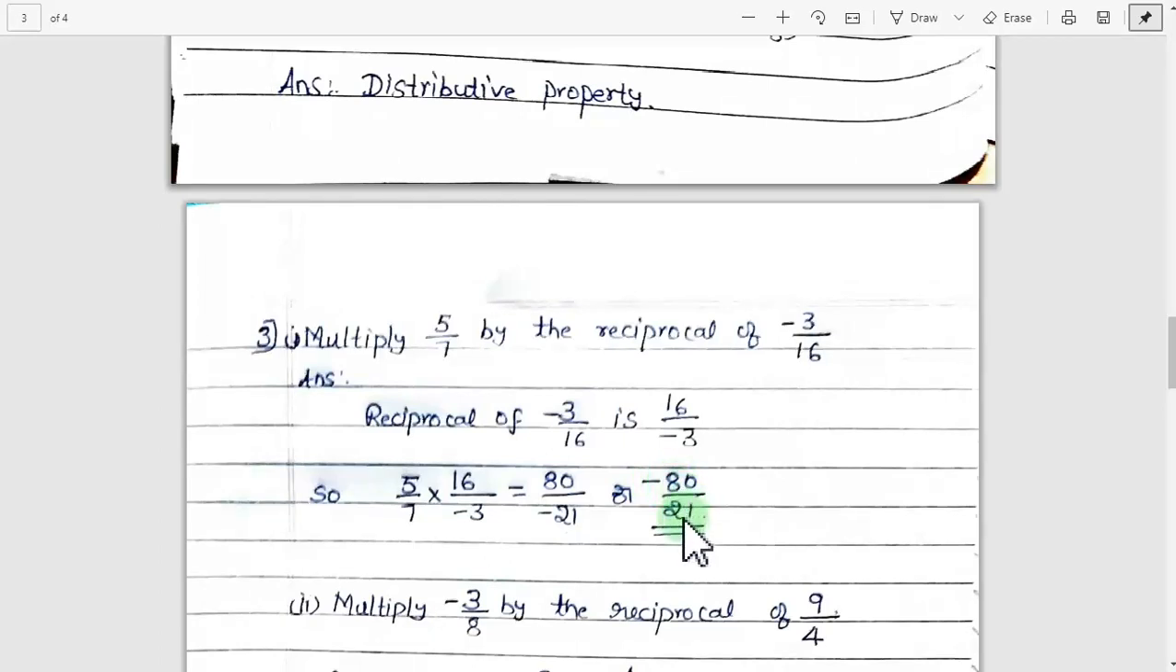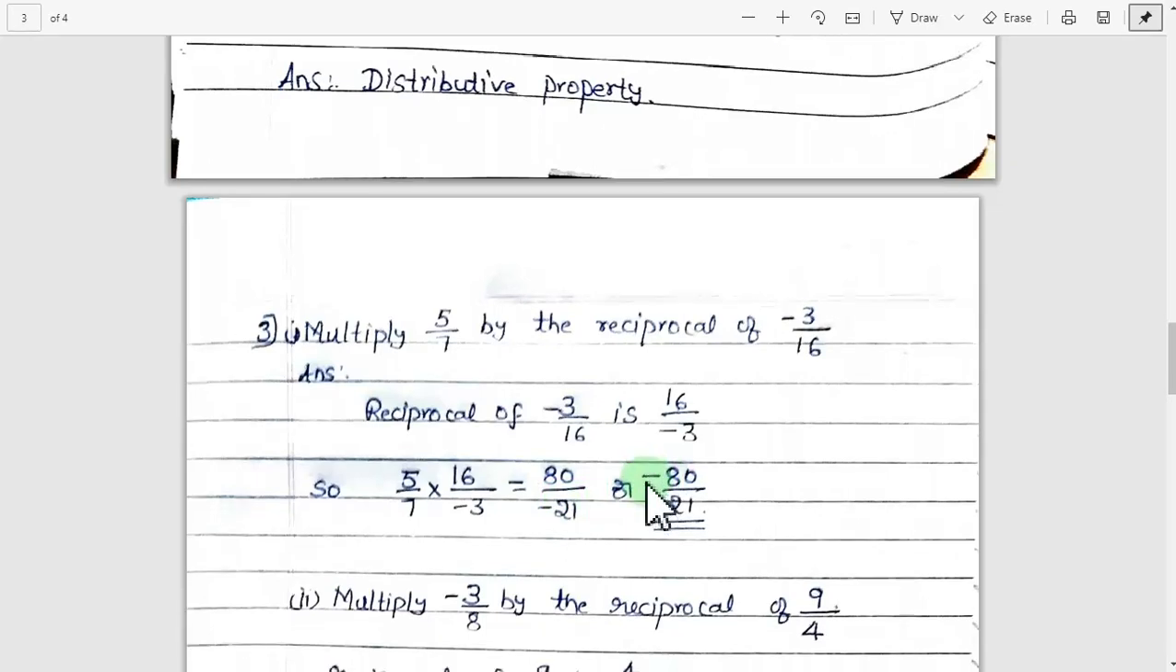So minus 80 by 21. Why is the minus sign in the numerator? You should not write the minus sign for the denominator. Plus into minus becomes minus here, and minus here becomes minus. So altogether, minus 80 by 21.